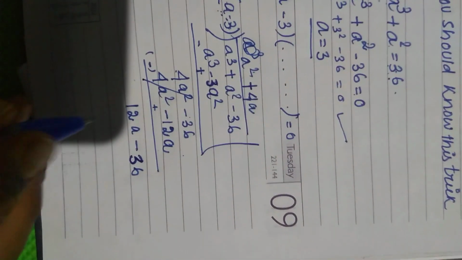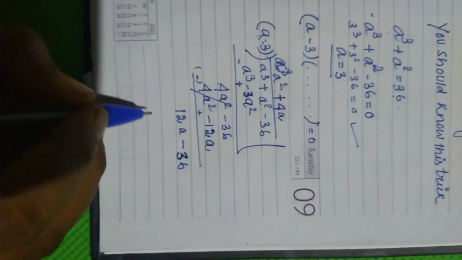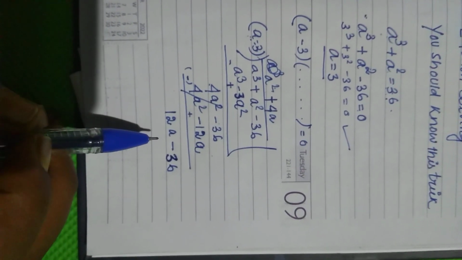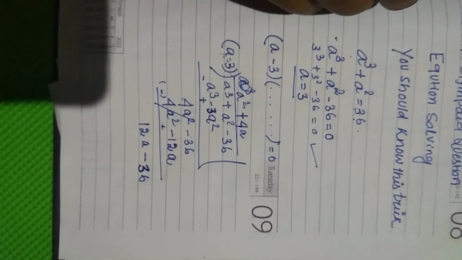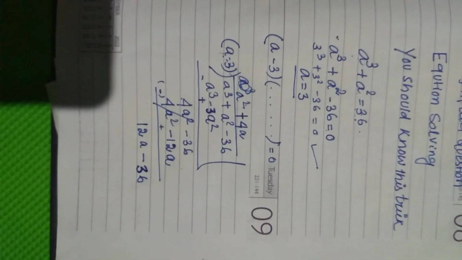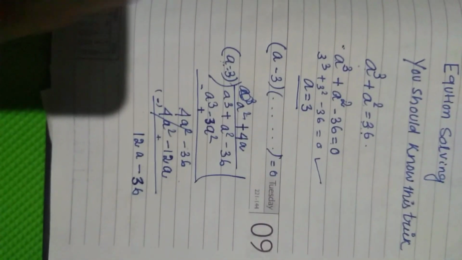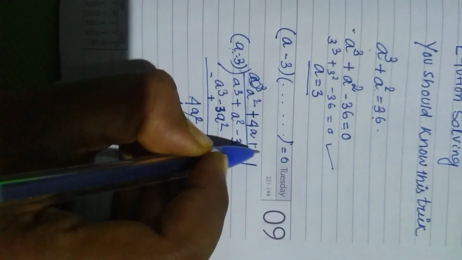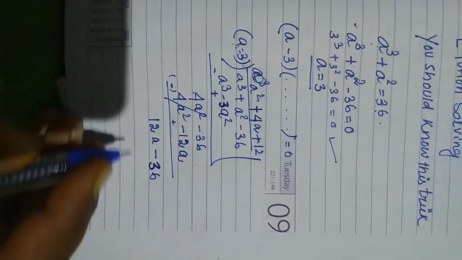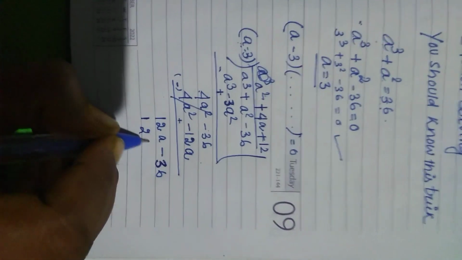Now what can you have here to get 12a? Just multiply by the number plus 12. Plus 12 times a gives you 12a, and you have negative 3 times 12, which gives you negative 36, and you have the remainder as 0. Just change the signs and you can cross out things.